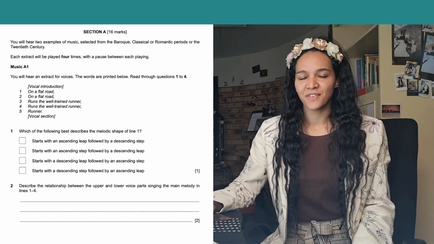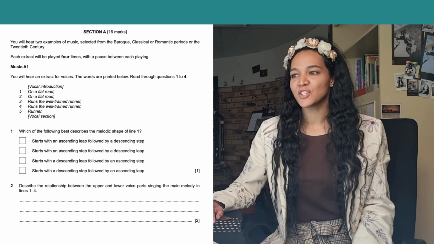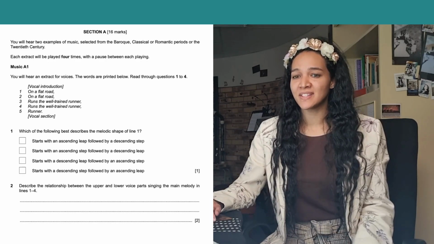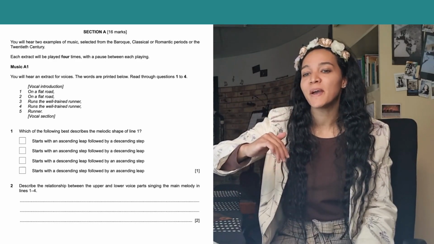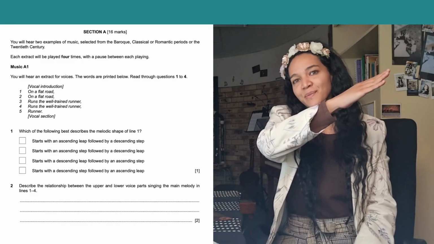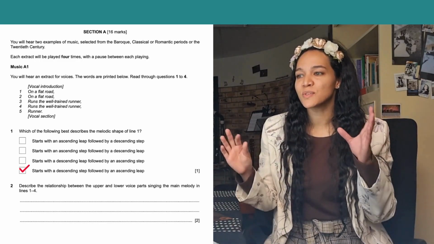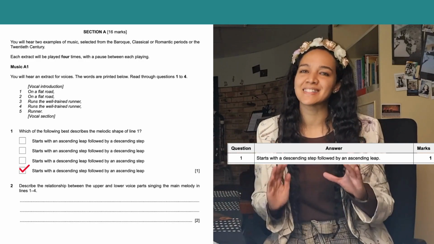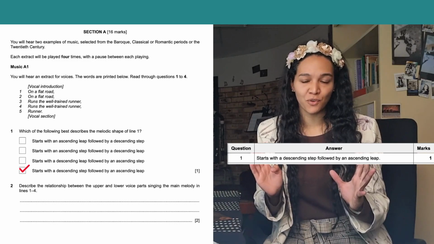Okay, so let's answer our final 2 questions. Now, of course, right in the beginning there, we actually don't have a leap. We have a step. So we have "on a flat road" that goes descending step. And then we have, again, "on a flat road" that ascends by a leap. So we're going to go ahead and tick there. Start with the descending step, followed by an ascending leap. And that is the very last option that we have of those 4 little blocks.